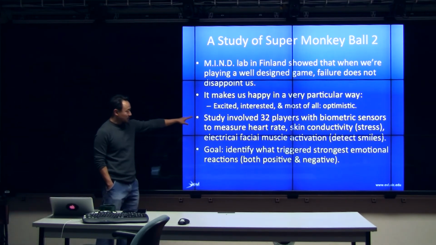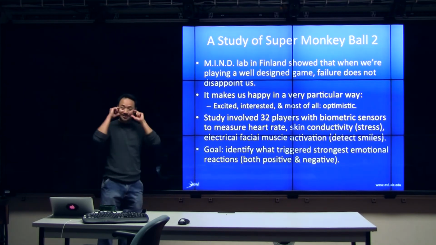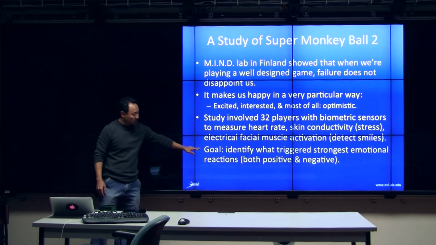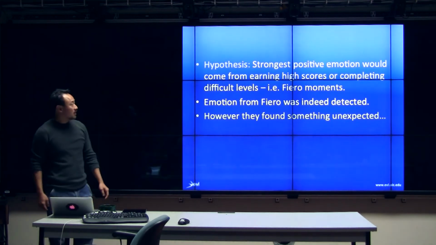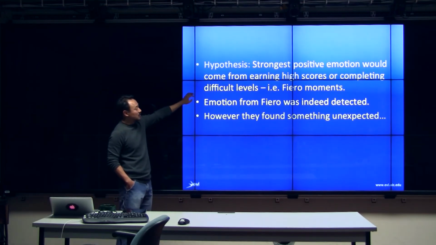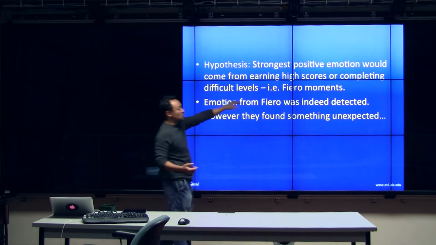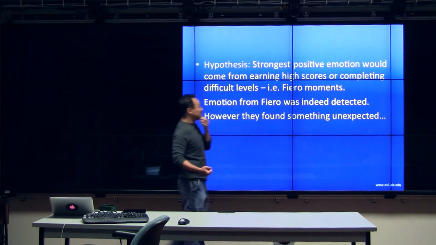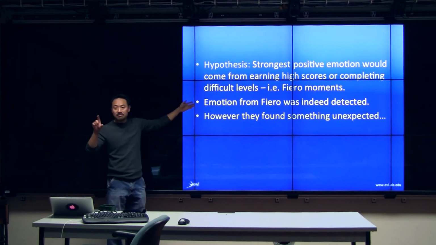32 players with biometric sensors to measure heart rate, skin conductivity, and facial muscle activation so they can see when you're smiling, right? The goal was to identify what triggered the strongest emotional reactions, both positive and negative. The hypothesis was that the strongest positive emotion would come from earning high scores and completing difficult levels, when you had your Fiero moments. And what they found was that, okay, that is definitely there.